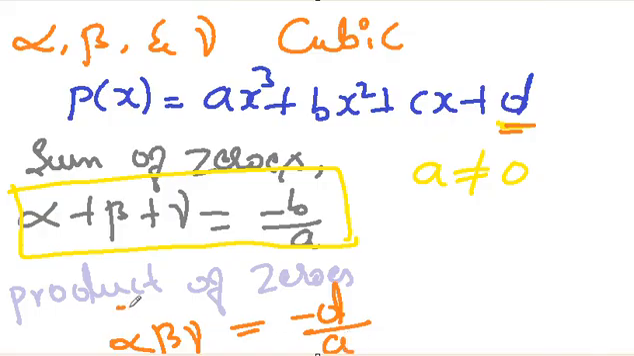So this is the formula to find the product of the zeros in a cubic polynomial, that is alpha into beta into gamma is equal to minus d by a. So minus of the constant divided by the coefficient of x cube. Okay. So next one, the sum will be taken as I'll show now.